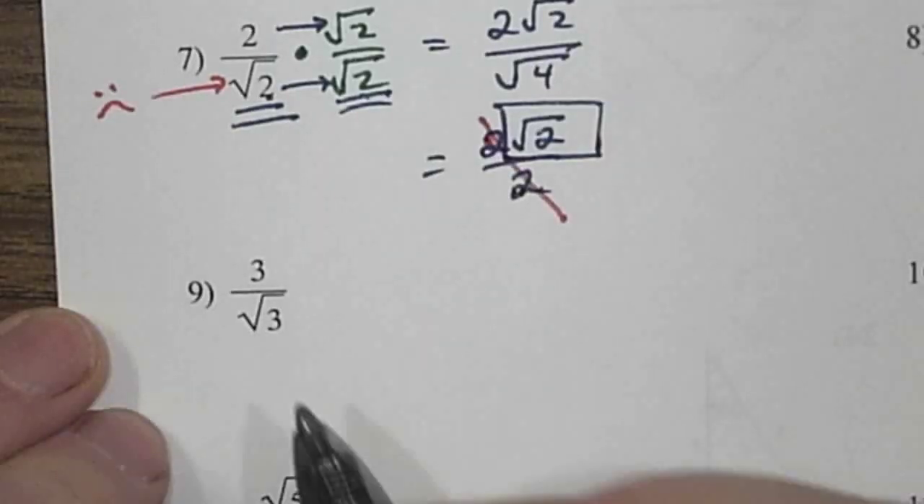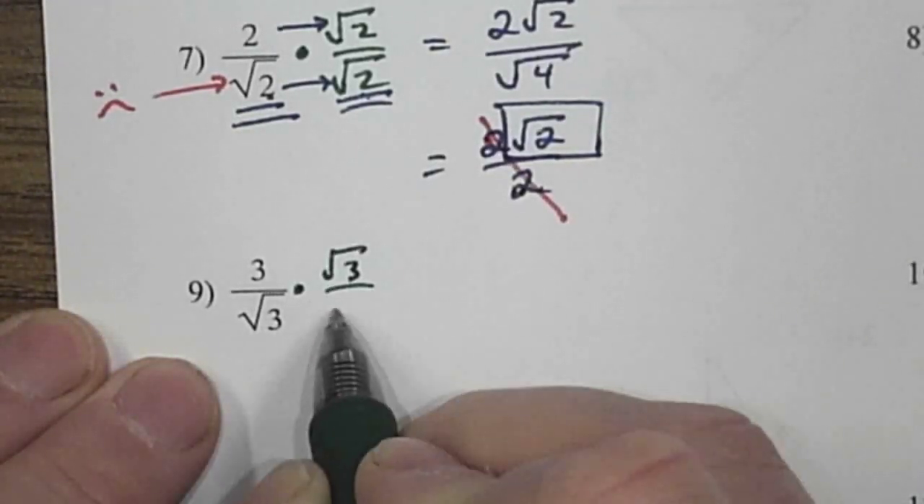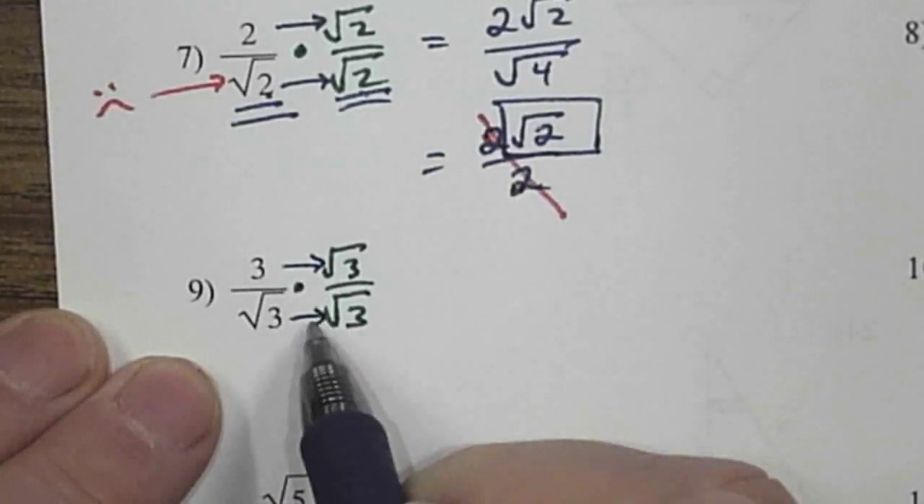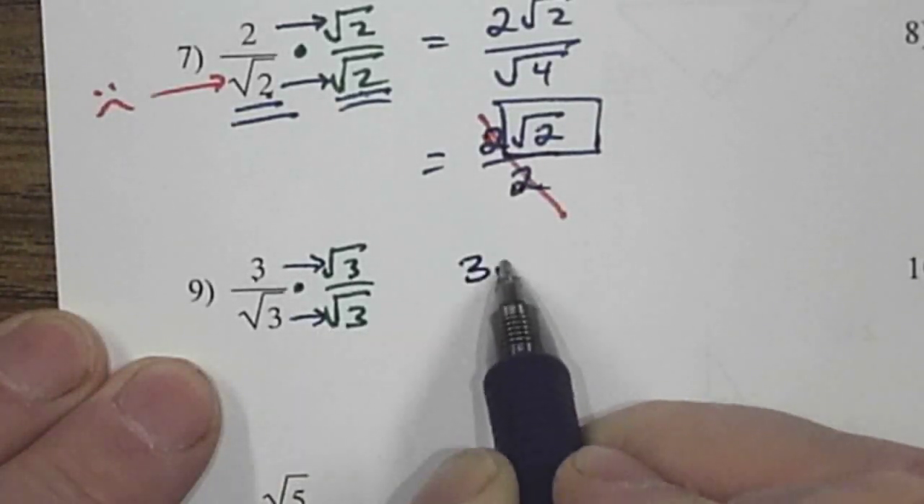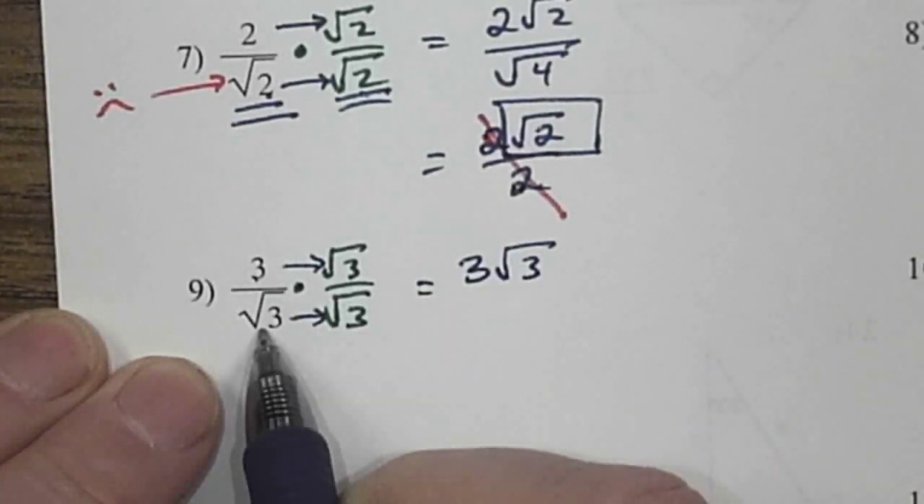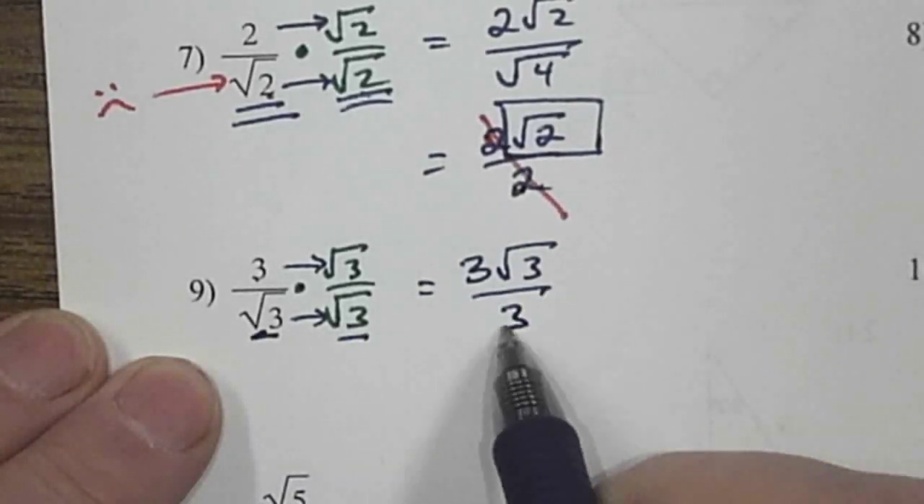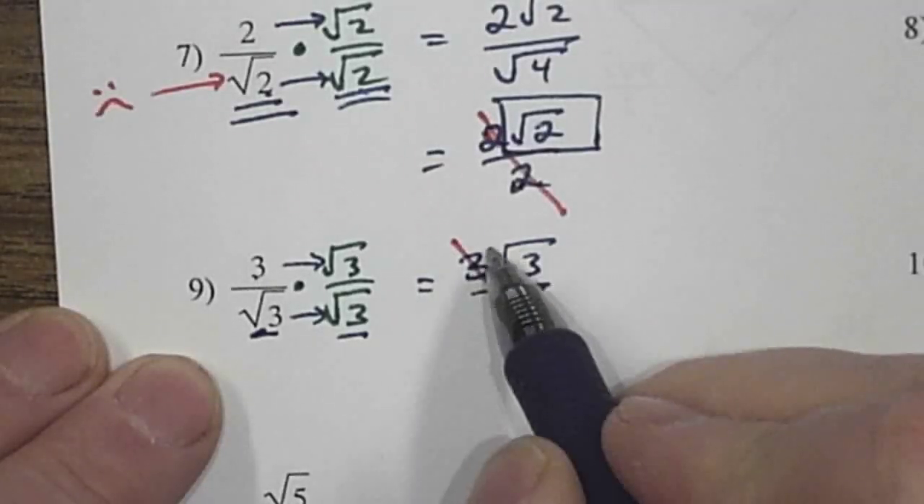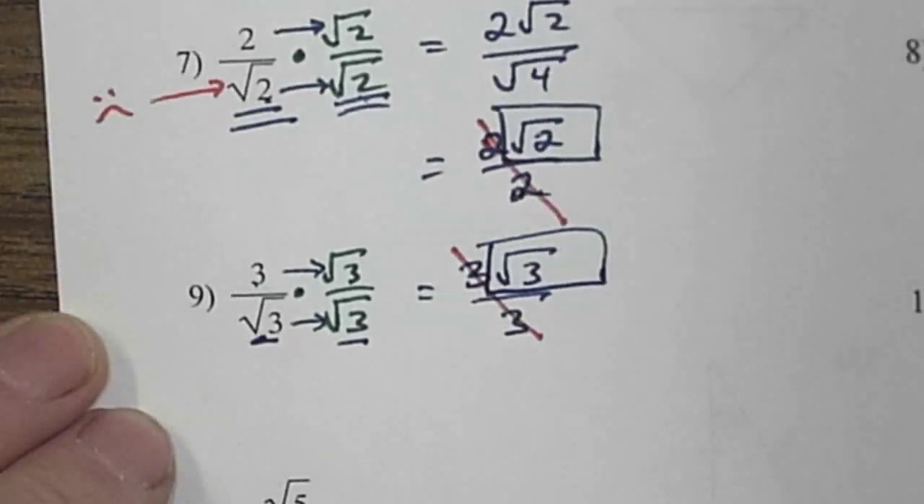Try it again here. Multiply by radical 3 over radical 3. Multiplying straight across, 3 times the square root of 3. Square root of 3 times itself is just 3, and oh, the 3's cancel. So we get square root of 3.